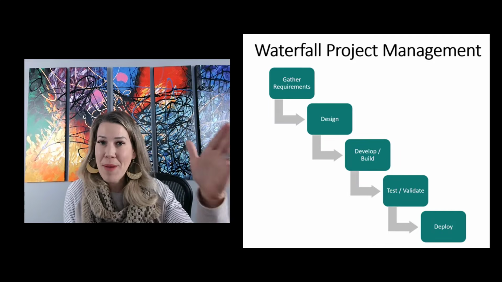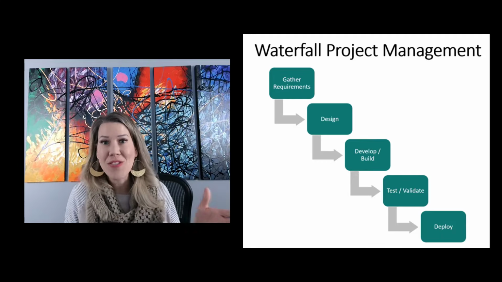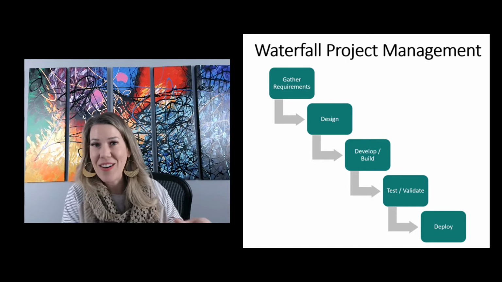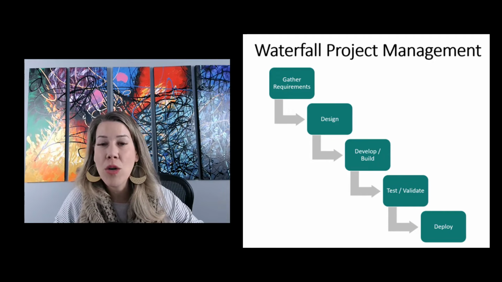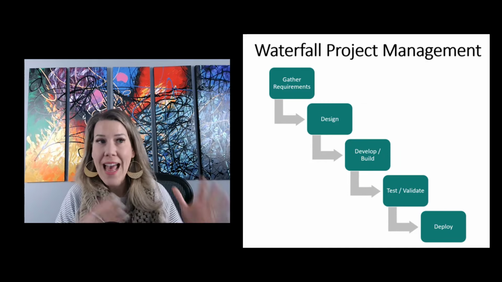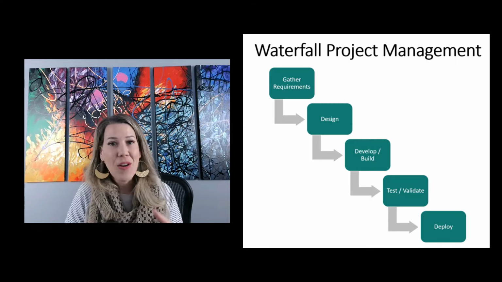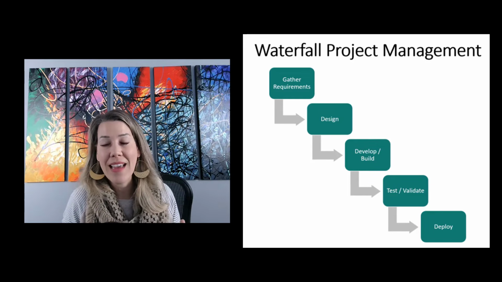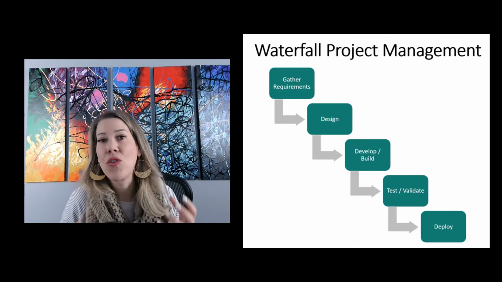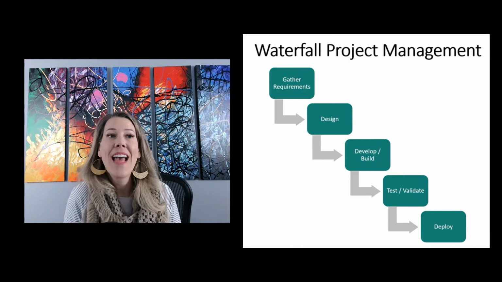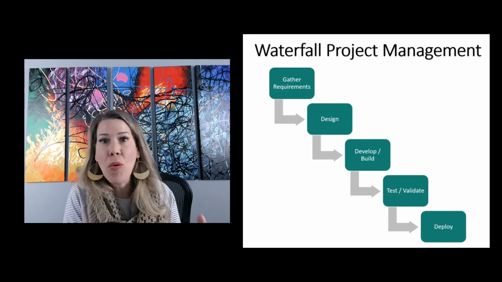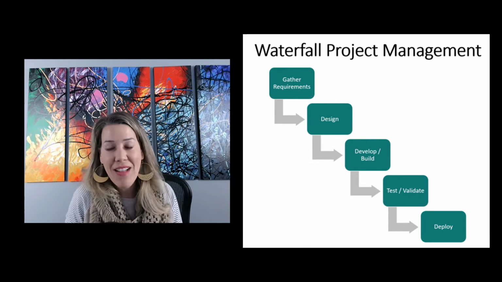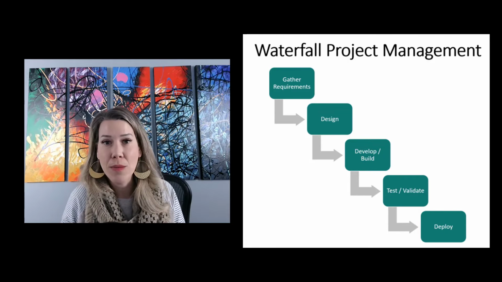Let's look a little bit about the way that it flows. So it's called waterfall because you flow from one step into the other. So again, we're going to gather all of those requirements for our project at the beginning. We're then going to create the design. What's this going to look and feel like as far as those successful deliverables and outputs? And then we're actually going to develop or build the solution, whatever those deliverables are. We'll test and validate, and then we'll go ahead and deploy.